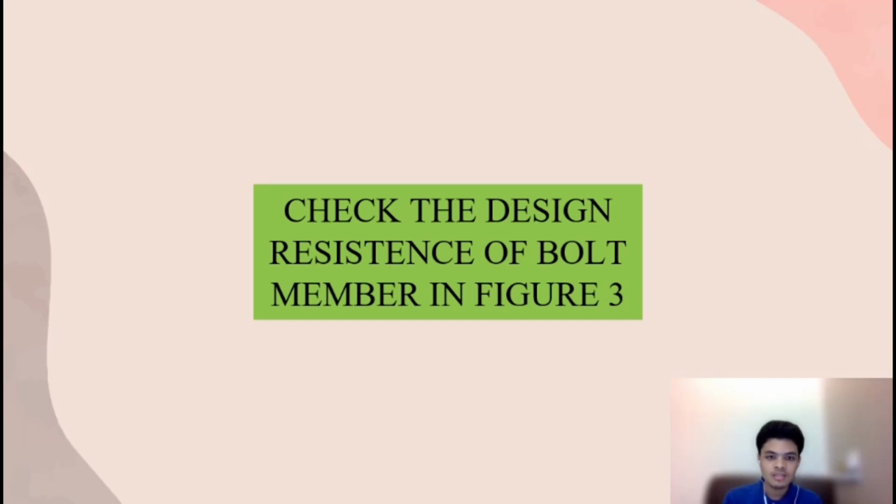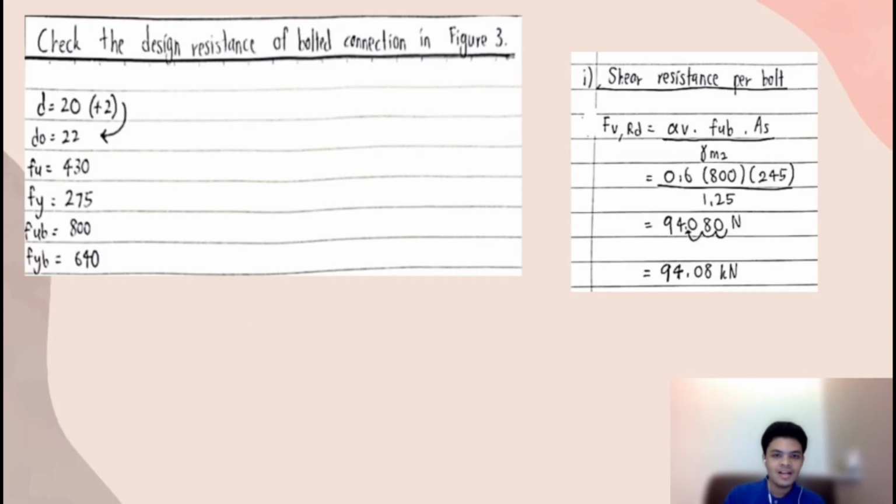I'll now be presenting about checking the design resistance of the bolt member in figure 3. As you can see on the left hand side, it is the information needed, and the first step is shear resistance per bolt. The answer is 94.08 kilonewtons.